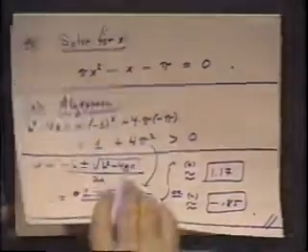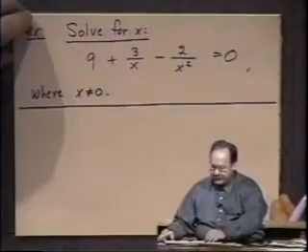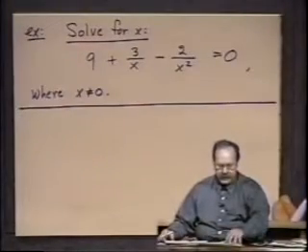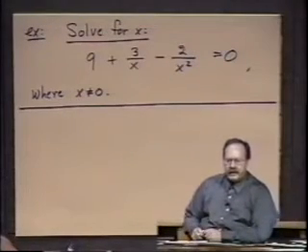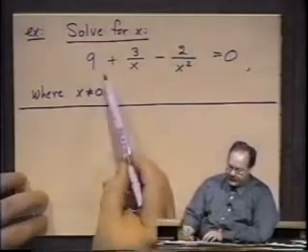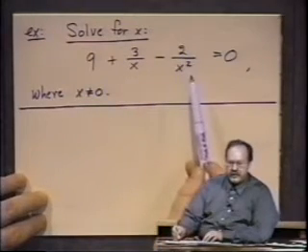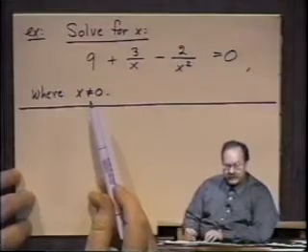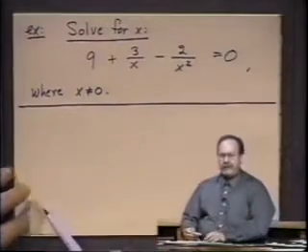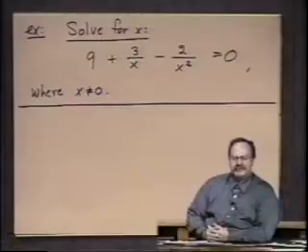All right, let's try another one. Now, this one is a little bit trickier looking. This is not a quadratic or linear as it stands. 9 plus 3 over x minus 2 over x squared equals 0. And I am telling you that x is not 0, so you can eliminate that from its domain. All right, try this one.